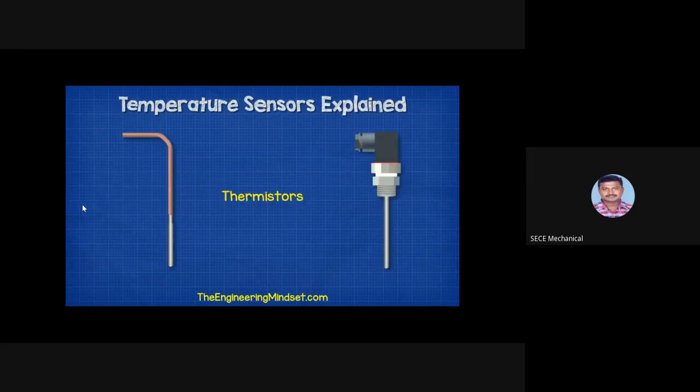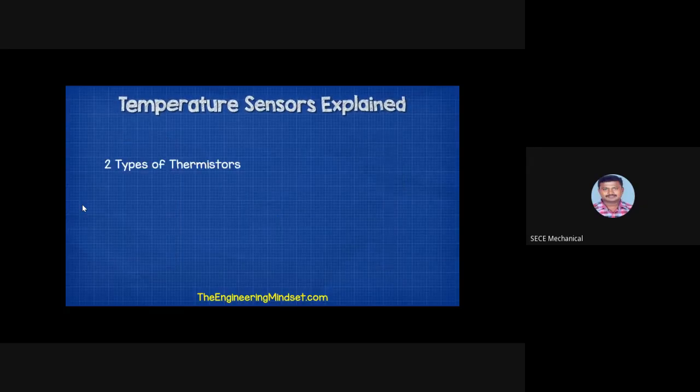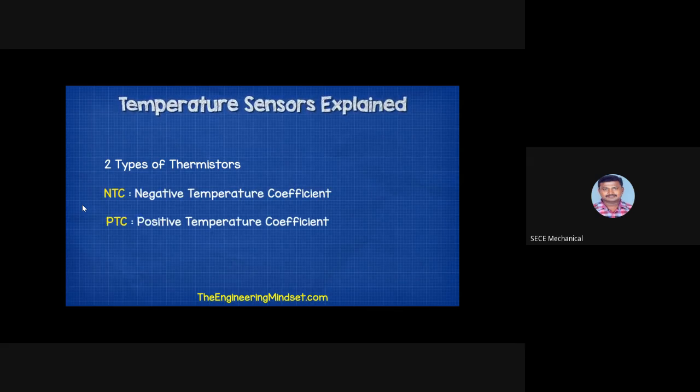Thermistors. Thermistors have a few variations in design, but these two are fairly common, the flexible version and the more rugged fixed version. A thermistor is just a thermal resistor, meaning it's an electrical resistor which changes resistance with temperature. But there are two types of thermistors, the NTC or negative temperature coefficient and the PTC, the positive temperature coefficient.